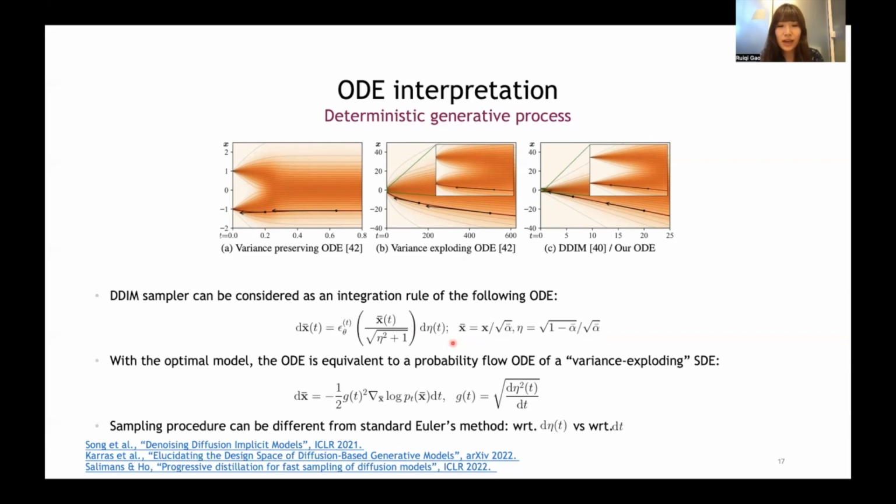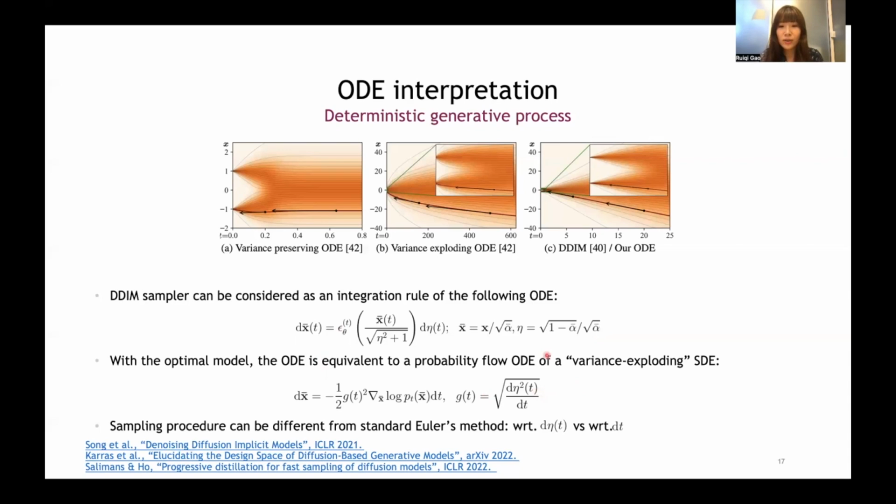Note that here we do a bit of change of variable, where we define x bar equals x divided by the scaling factor square root of alpha bar. And we define eta to be the square root of the inverse signal to noise ratio. If we assume epsilon theta to be the optimal model, then this ODE is equivalent to a probability flow ODE of a variance exploding SDE, which is in the following formulation.